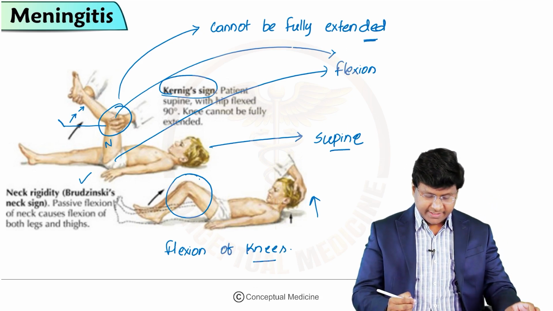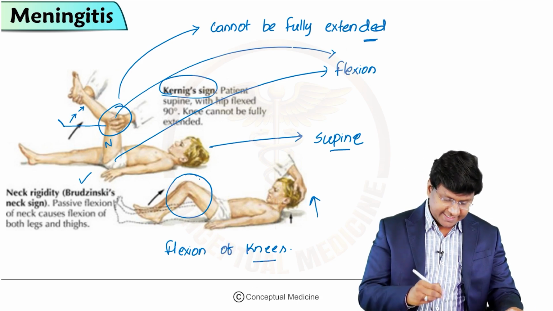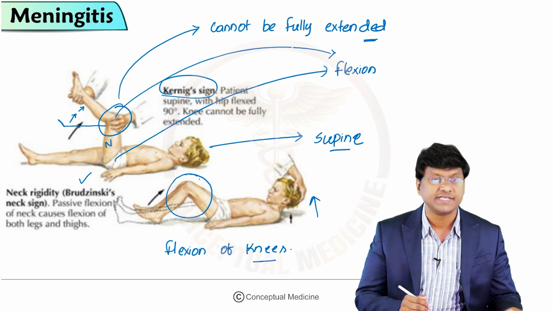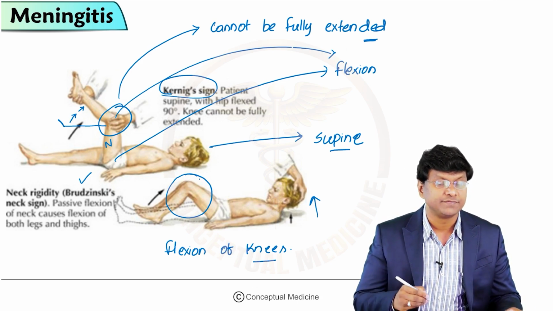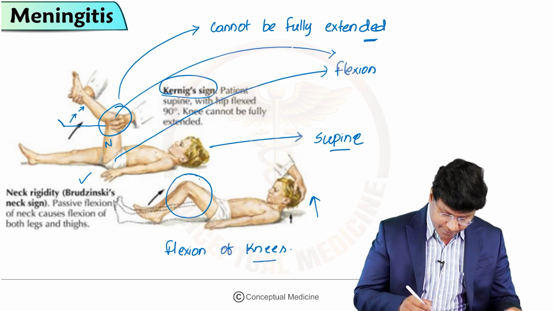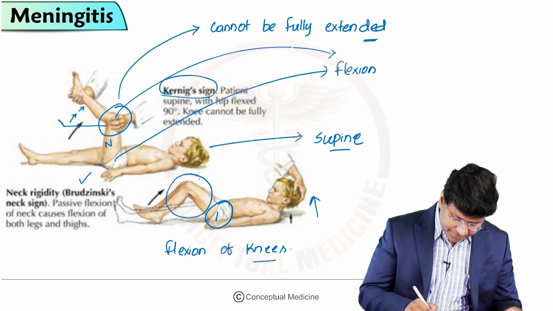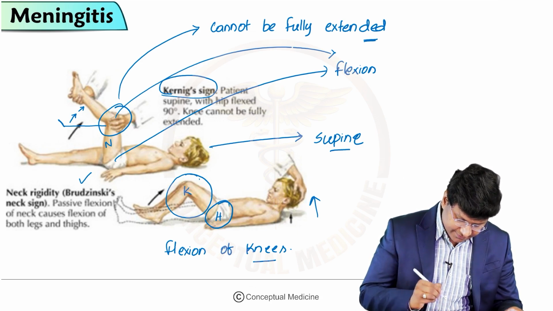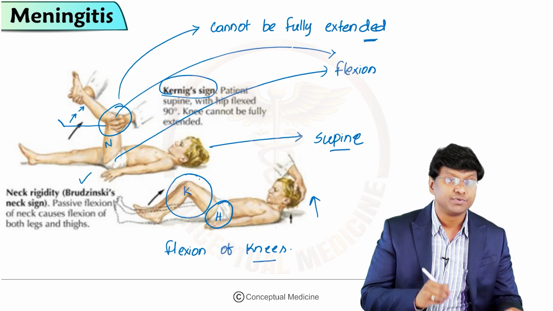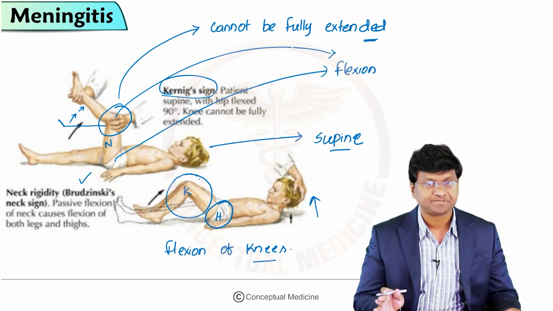Right, automatically there will be flexion of the knees. That is what is called the Brudzinski's neck sign. So passive flexion of the neck causes flexion of both the hip and the knee. That is what is called the Brudzinski's neck sign.